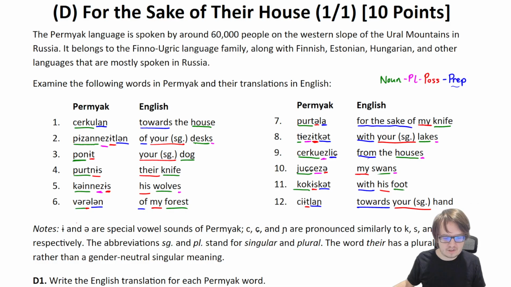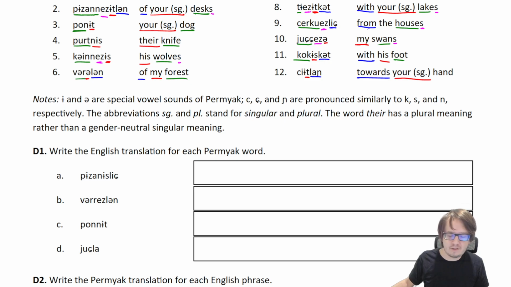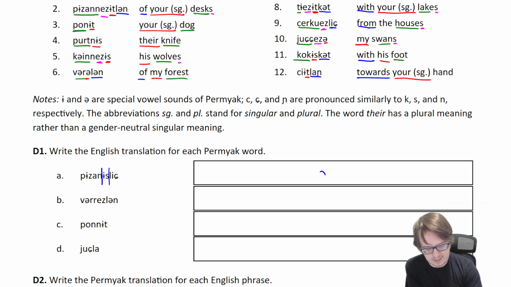So let's take a look at the questions now that we understand the language. So let's translate the English for each of these Permiac words. So what I can do is I can just take a look at the word and I can break it up into its components. So I know that leash is going to be part of it. I know that niche is going to be part of it because I've seen it before. And then we have pizza. So that's going to be a noun. Actually, if we take a look at this, pizza in 2 includes the N. So this is actually more like this boundary. So pisan is desk.